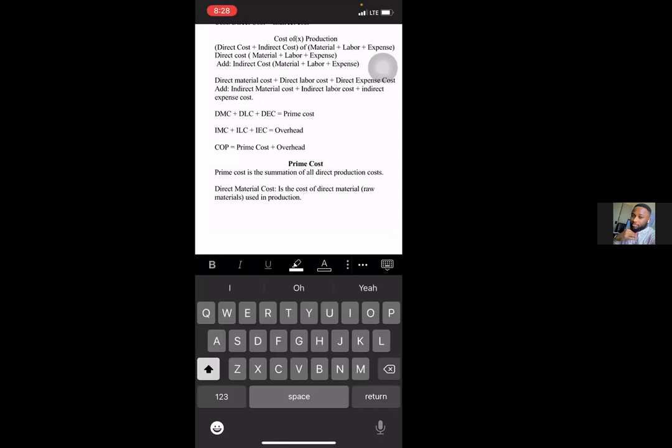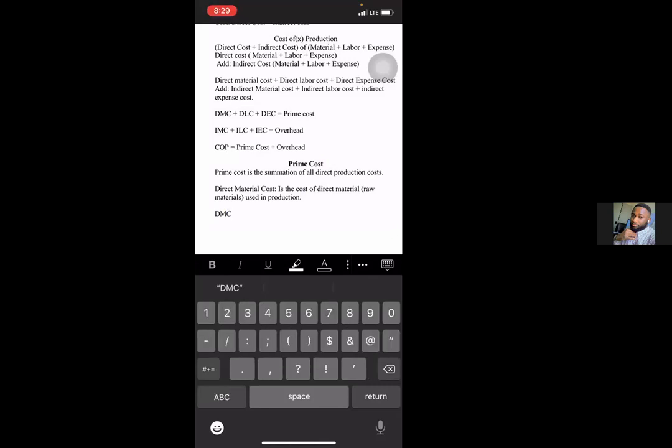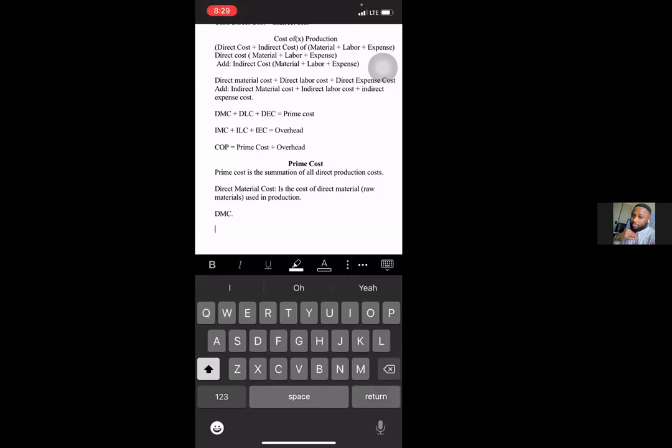All right, so let's go through the format for determining raw materials used in production. To determine raw materials used in production, the DMC. Under DMC, we have opening inventory of raw materials, all right? And opening inventory of raw materials is the raw materials brought forward from the previous year.